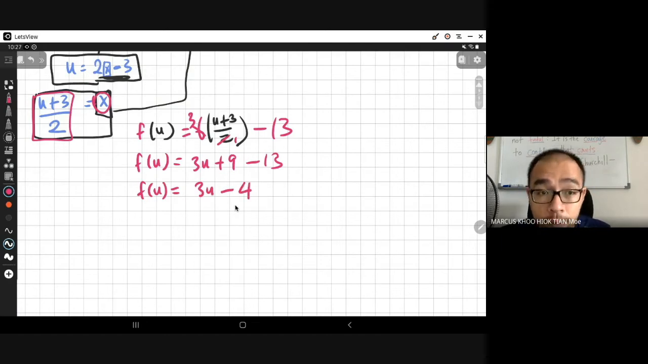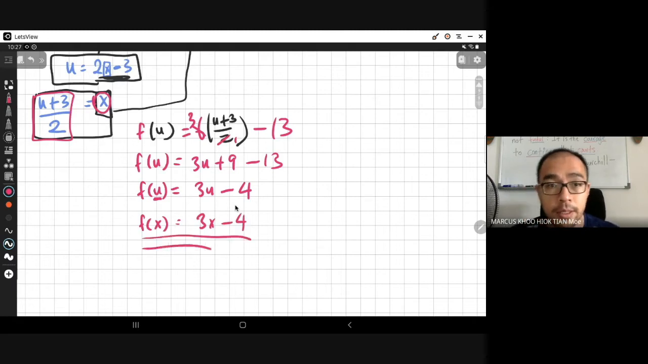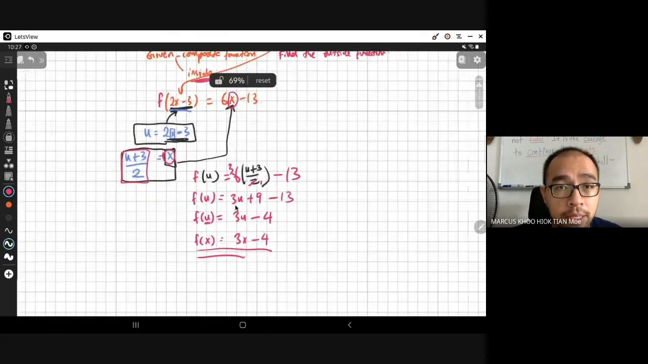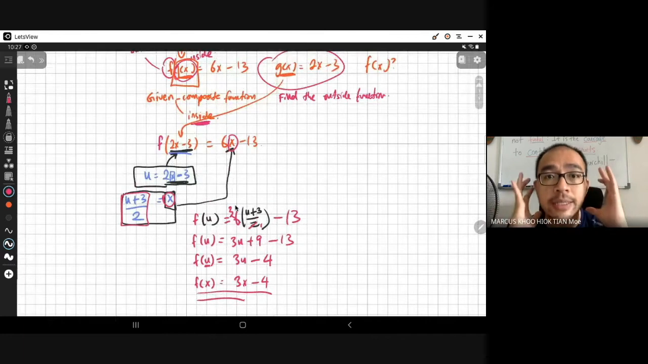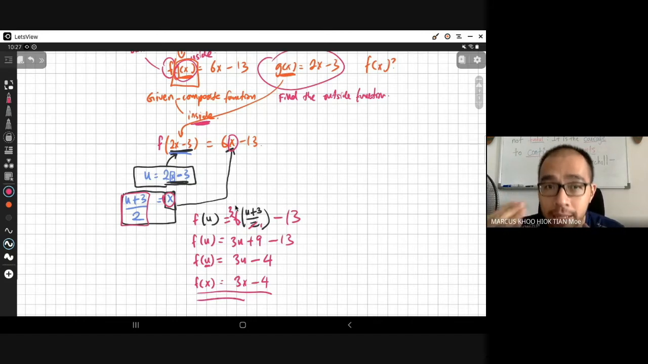Then from here, there's only one more step left. Change the u to x: f(x) equals 3x minus 4. Now everyone, this is a very standard question and a very standard step. If you do this again and again and again, you will remember the steps. If you just do one question and expect to remember, it's not going to happen. You have to keep practicing this.